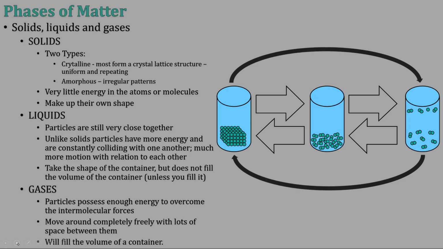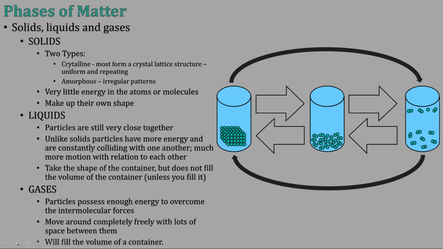Solids have very little energy in the atoms or the molecules, and they make up their own shape. So if you put it in a container, it doesn't take the shape of the container. It doesn't fill up the container unless you put enough in there to fill it up. And there are two different types that we're going to talk about. There's crystalline. It's the most common type that we look at, and it usually forms a crystal lattice structure that is uniform and repeating. And amorphous solids form irregular patterns in the atomic structure or the molecular structure.